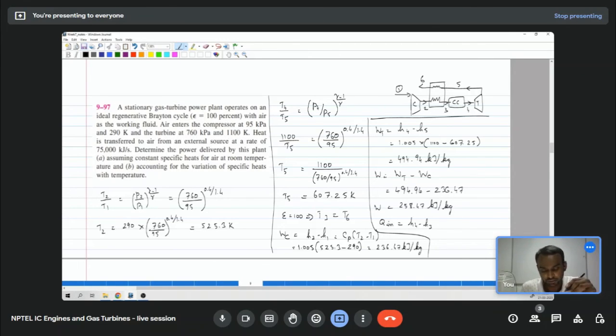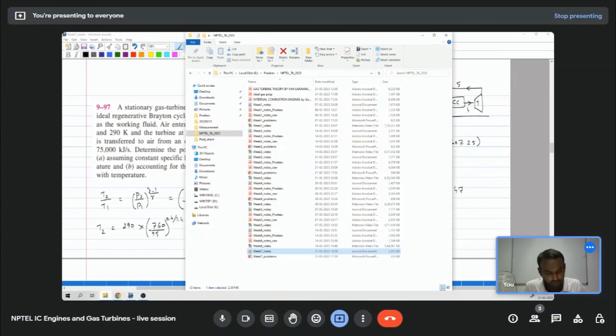In this problem, we have assumed that the specific heat of air is constant throughout, and the value is taken for room temperature, which is 1.005. But in actual, the specific heat also changes with temperature, and that is the second part of the problem, where we want to account for the variation in specific heat with temperature. So for such problems, a steam table, or sorry, gas property table should be given.